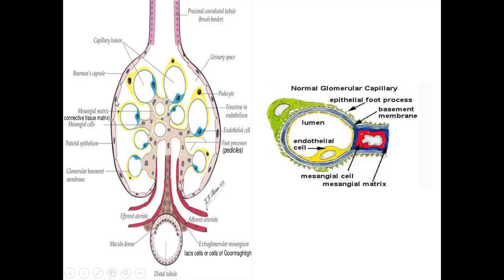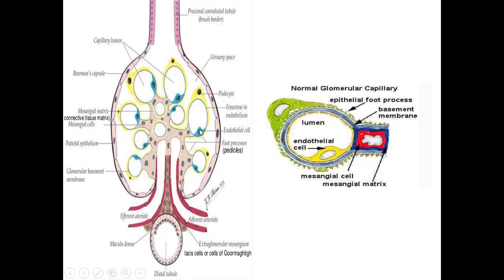This is the Bowman's capsule, and these are the glomerular capillaries. All the glomerular capillaries are joined through the mesangium. This violet color is the matrix or the mesangium, which contains cells named the mesangial cells. So we have mesangial cells, mesangium, and the glomerular capillaries. The blood comes from here, the filtrate comes from here, and this is filtered through the capillary membrane to the Bowman's space. This Bowman's space is named the urinary space. So all this white space is the urinary space. So here is urine, here is blood, and here is the filter.